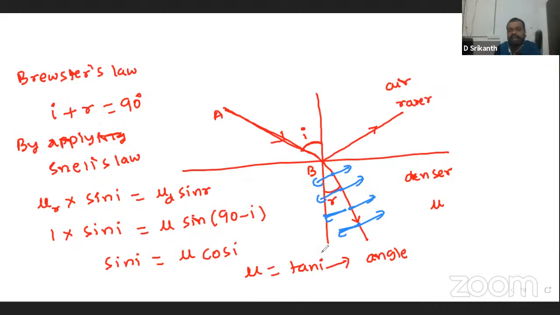In the incident wavefront, the light ray will be unpolarized, and at the angle of polarization the reflected light is polarized. In MHT CET, BITSAT or any state entrance exams and private engineering entrance exams, you will have this Brewster's law. Okay, fine. That is what your diffraction and polarization.